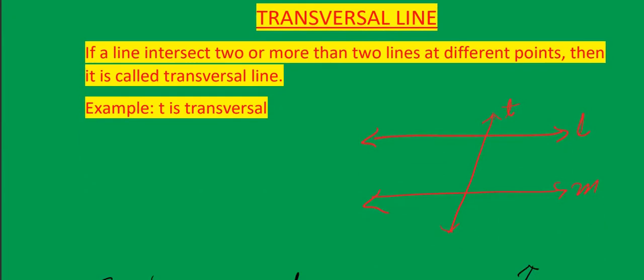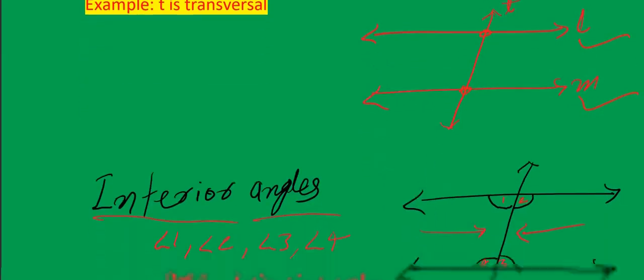Now I am going to talk about what is transversal line. So intersecting lines, you all know, a line intersecting the other line is called intersecting line, but transversal line is different. If a line intersects two or more than two lines at different points, then it is called transversal line. So here line L and line M are two lines and T is intersecting line L and line M at two different points. So T is a transversal line.